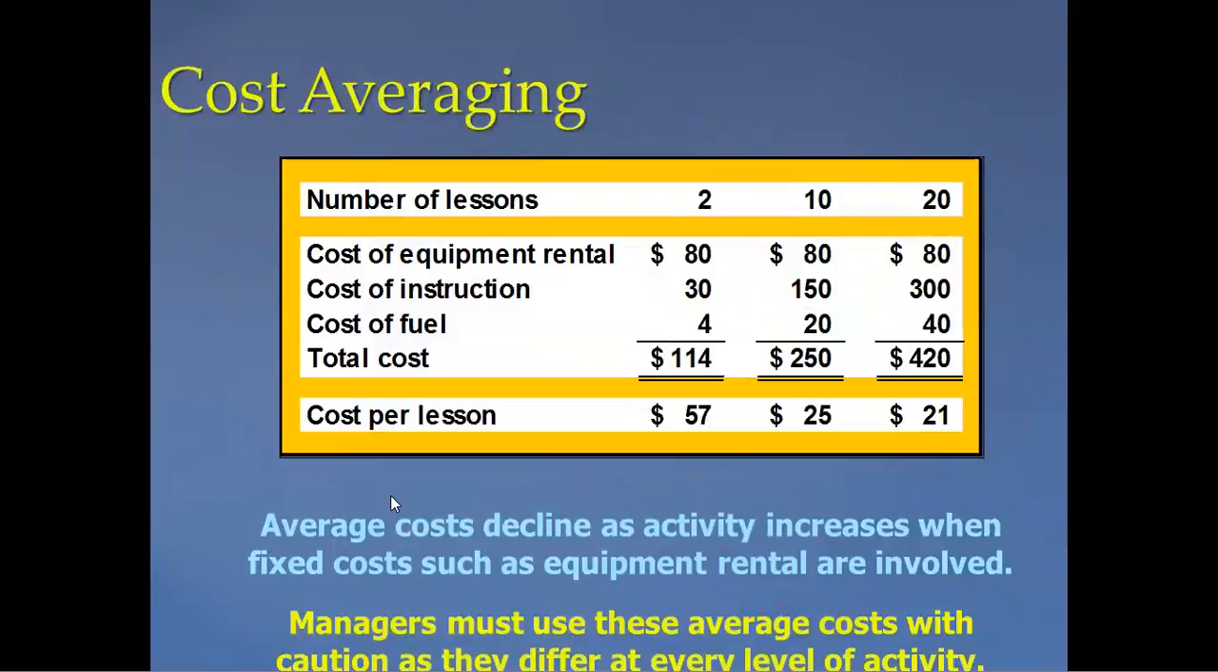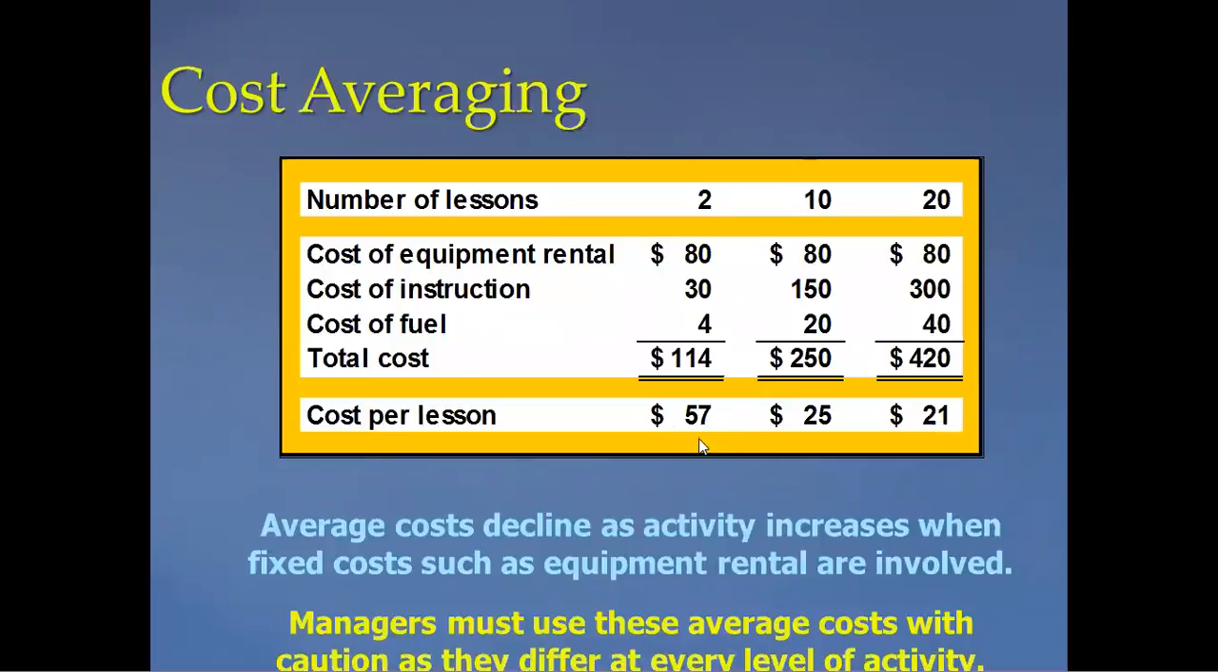Okay, so cost averaging, that's a pretty simple concept. Cost averaging is just taking the total cost and dividing by the quantity. So if the total cost is $114 and there's 2 lessons in this case, then it's $57 a lesson. On the other hand, total cost here, $420 divided by the 20 lessons, you get $21 a lesson.